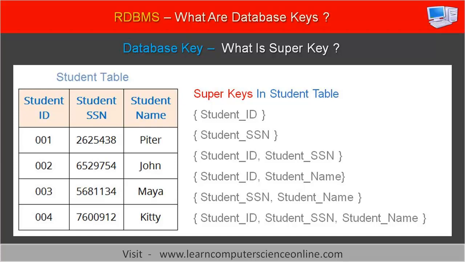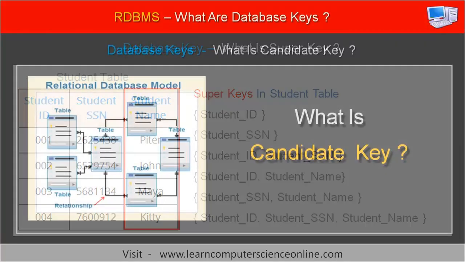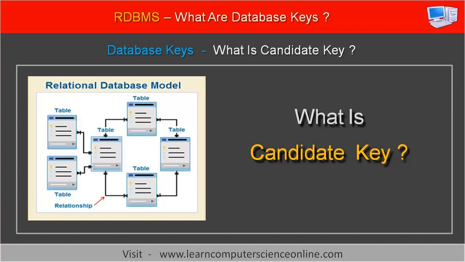In this example, the student name attribute cannot be considered for a superkey option because its unique values cannot be guaranteed. For example, the student table can have many students with the name Peter. The next step now is to identify the candidate keys from the set of superkeys.